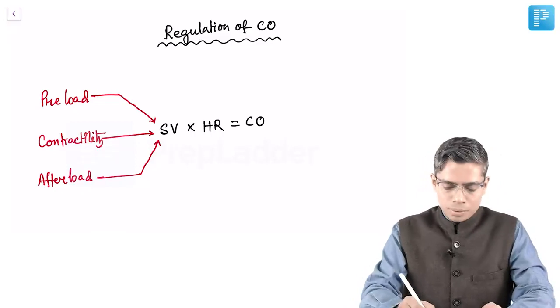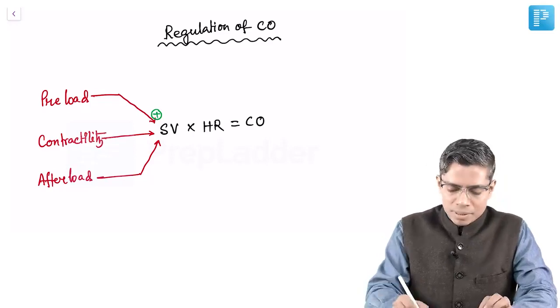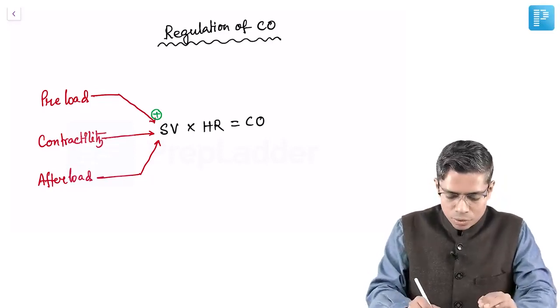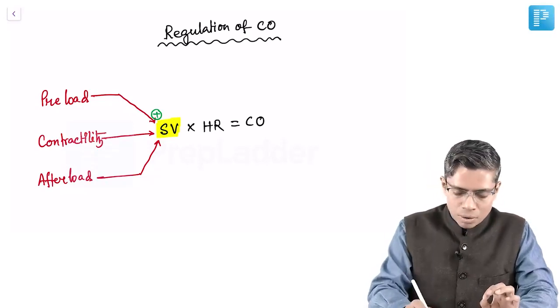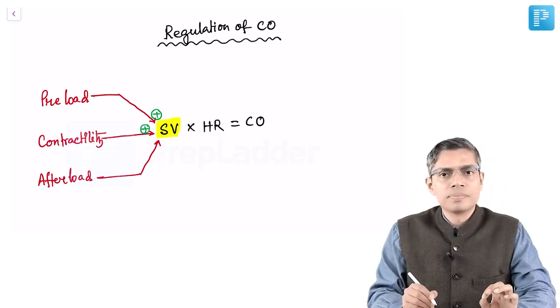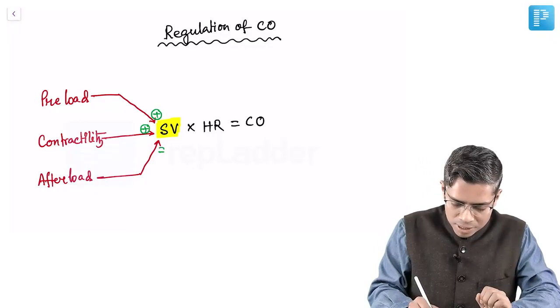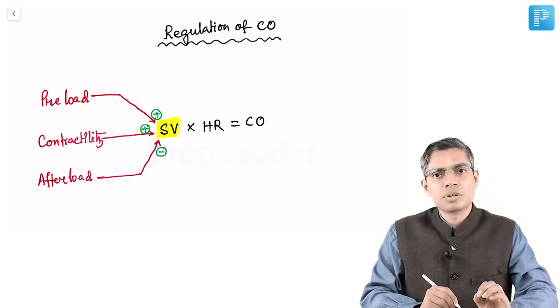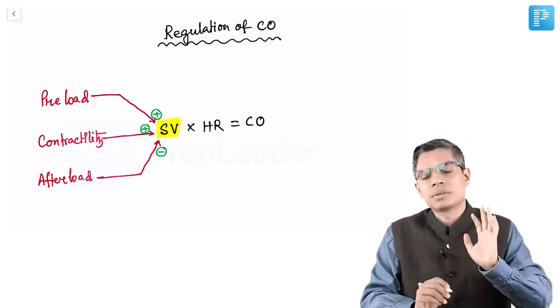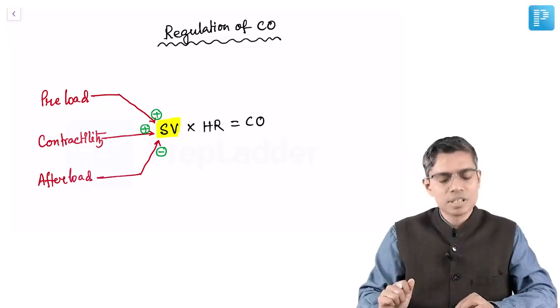So preload is positively related with stroke volume, means whenever the preload is increased, stroke volume of the ventricle is also going to increase. Contractility is also positively correlated with stroke volume. More the contractility, more will be the stroke volume. But afterload is negatively correlated with stroke volume. More the afterload, lesser will be the stroke volume, right? So we are going to discuss detail about all these three things.